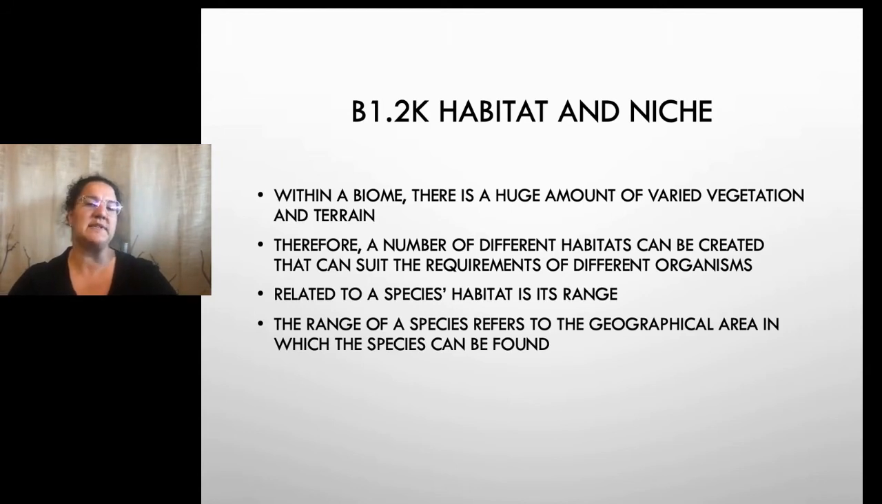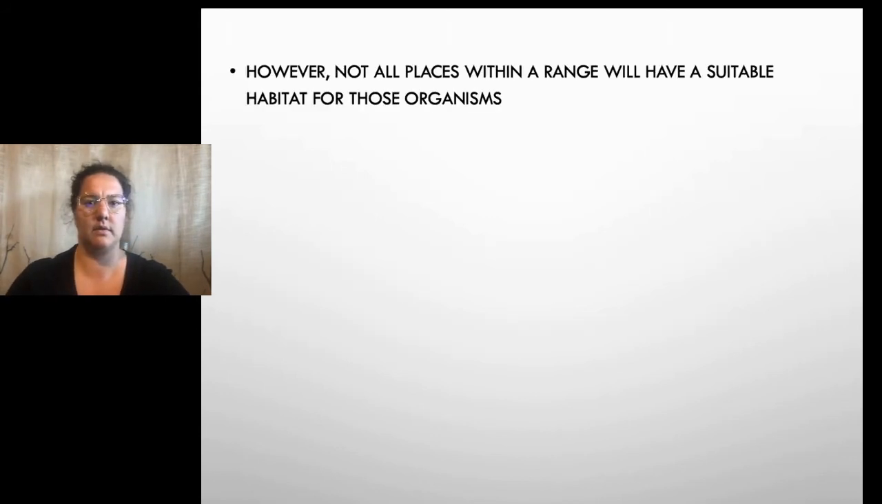So related to a species' habitat is its range. So where is that species found on a map or on the globe? So we can look at the spread of grizzly bears, which primarily now inhabit the mountains, but previously used to inhabit prairies as well.